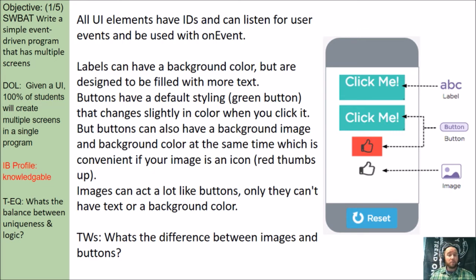Now labels can have a background color but are designed to be filled with more text. Buttons have a default styling that changes slightly in color when you click it, but buttons can also have a background image and background color at the same time, which is convenient if your image is an icon, such as the thumbs up. Images can act a lot like buttons, only they can't have text or a background color. So your think write share here is what's the difference between images and buttons.